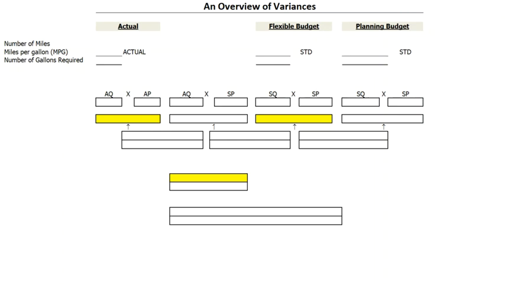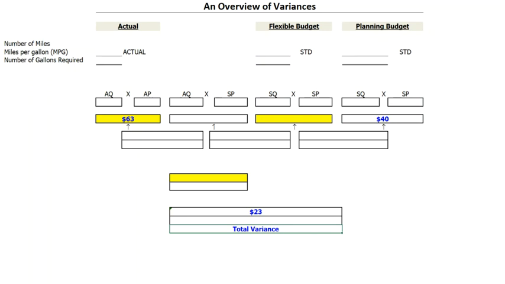This video provides a basic overview of variances. Variances are simply the difference between two numbers. For instance, the number 63 and the number 40. We would say the variance is $23.